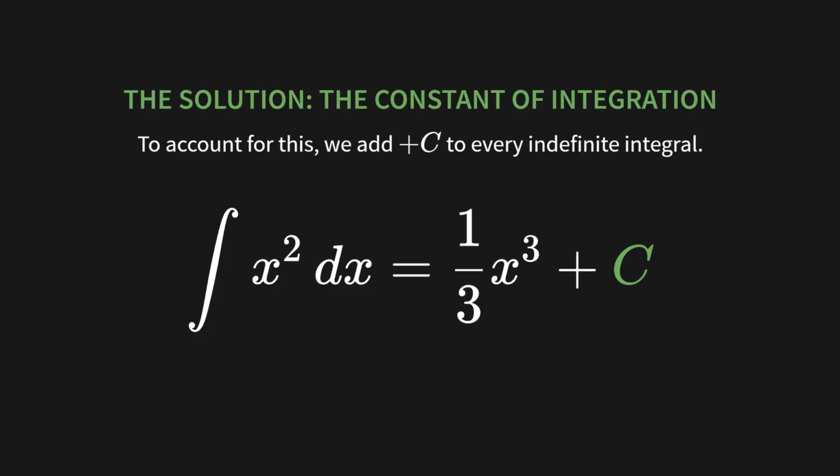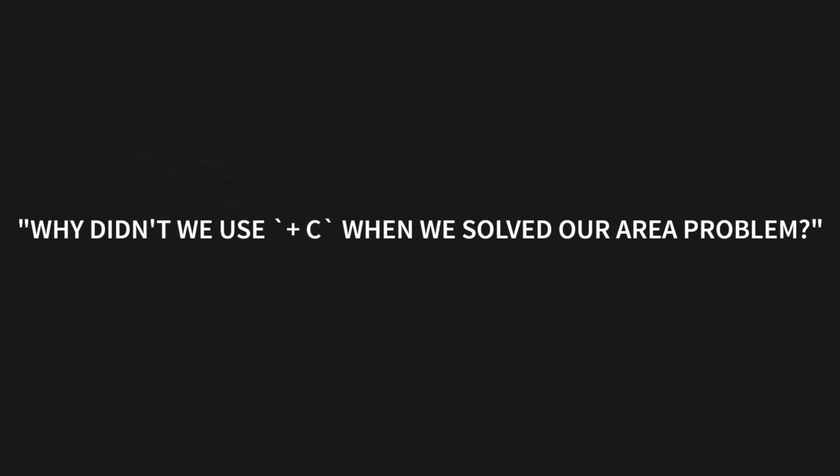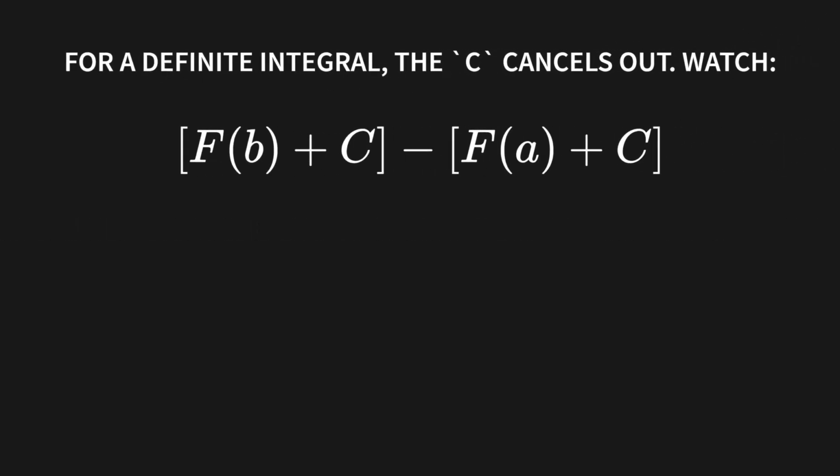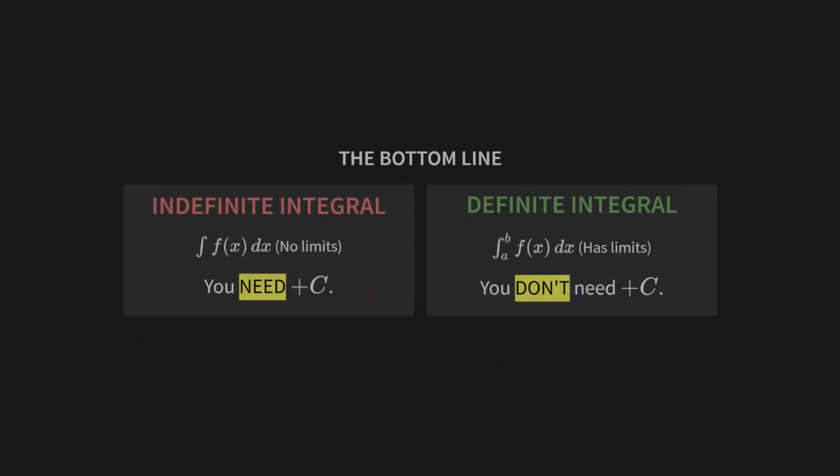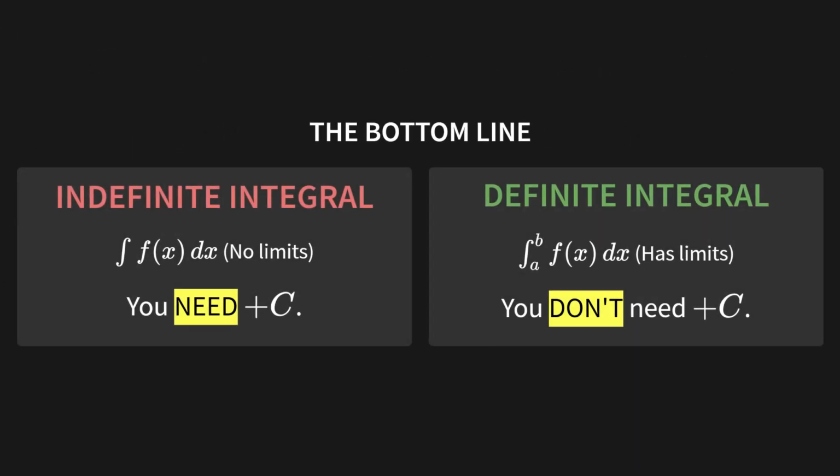Now, a great question might pop into your head. Why didn't we use plus c when we solved our area problem? That's an excellent question. For a definite integral, the c just cancels out. Watch this. You'd have capital F of b plus c minus capital F of a plus c. The c's subtract away, and you're left with just capital F of b minus capital F of a. They vanish. So here's the bottom line. For an indefinite integral with no limits, you need plus c. For a definite integral, which has limits, you don't need plus c.